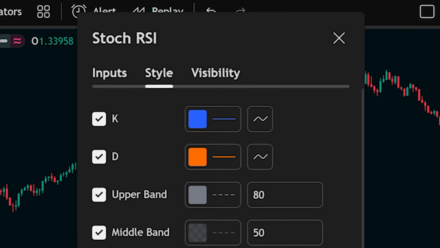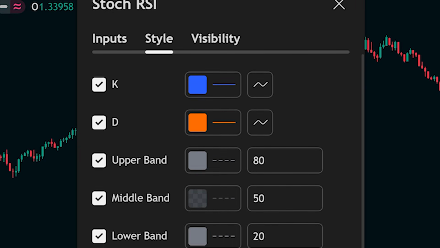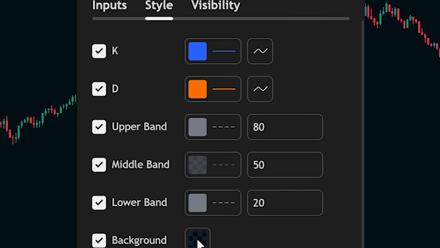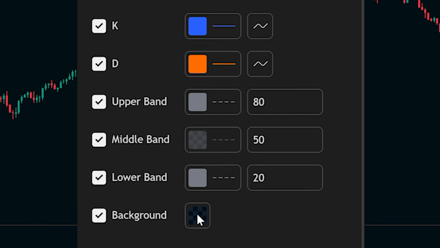In the Style tab, change the %K line to blue and the %D line to orange. This makes it immediately clear which line is which at a glance. Confirm that the overbought level is set to 80 and the oversold level is set to 20. These are our key zones.